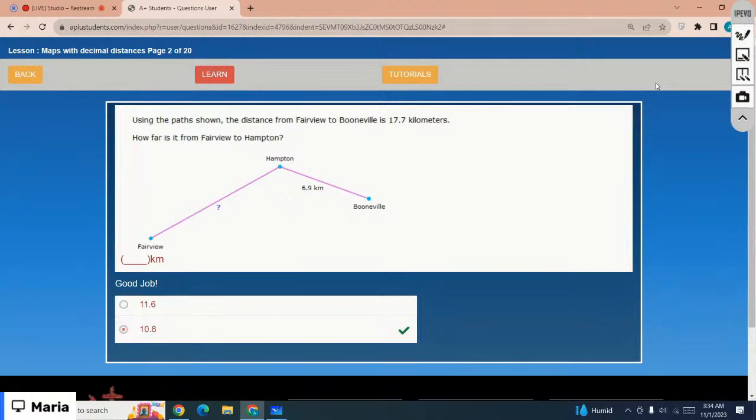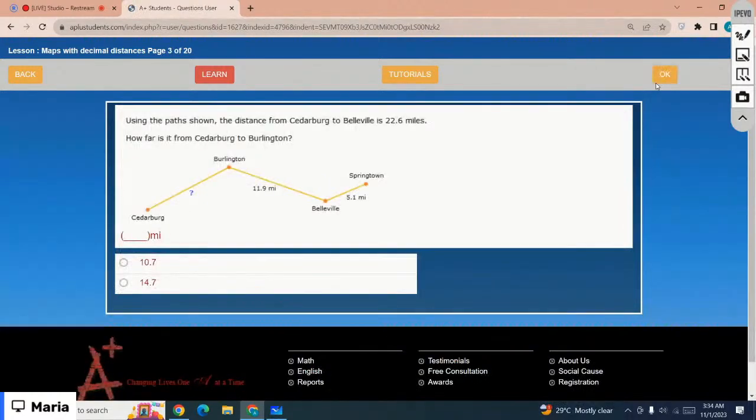Okay, the next one is using the path shown, the distance from Cederberg to Belleville is 22.6. How far is it from Cederberg to Burlington? When you are given the total distance and one of the distances is missing, you have to calculate the missing distance. So how do you calculate? Just subtract the given distances from the total, right?